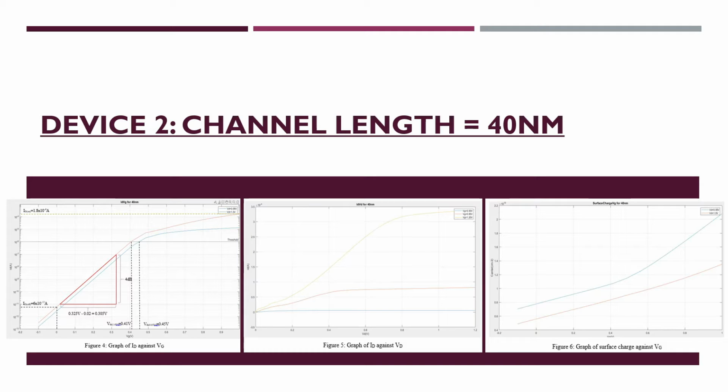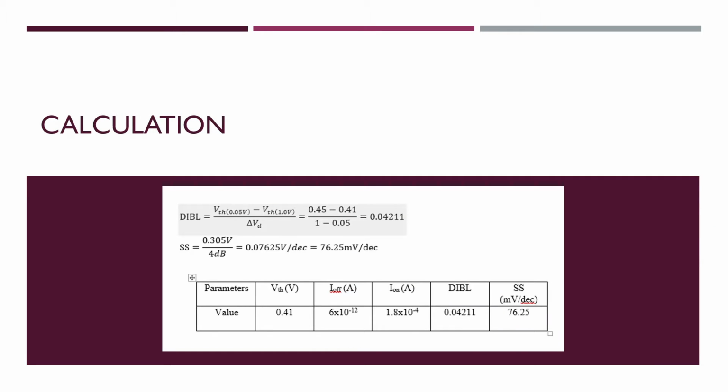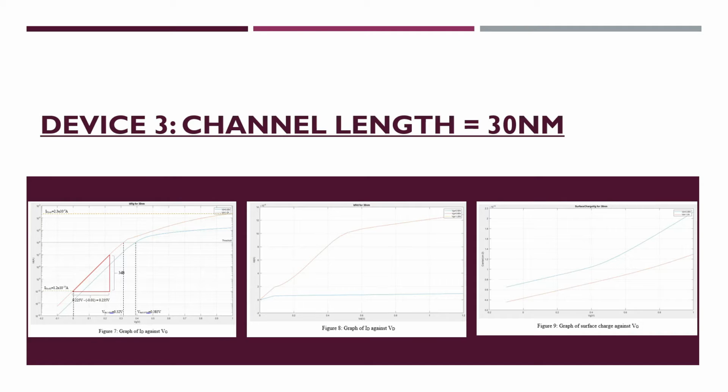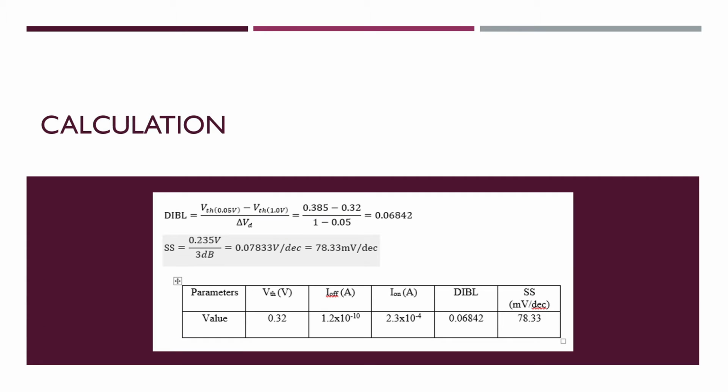For device 2, we have set the channel length to 40 nanometer, whereas for device 3, we have set it to 30 nanometer. So this is the graph and the parameters that we obtain from device 2. And this is also the graph and the parameters that we obtain from device 3.